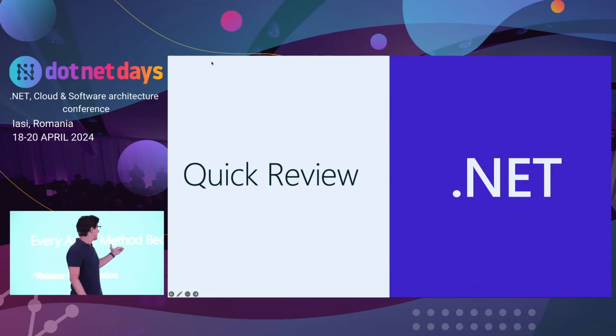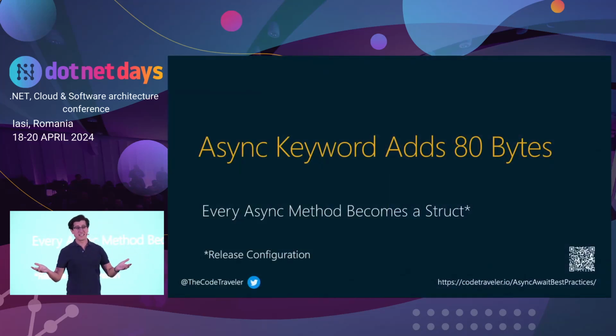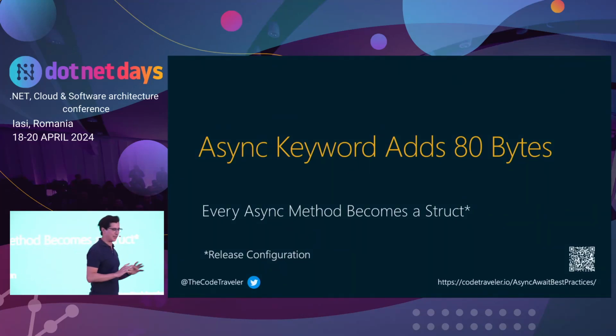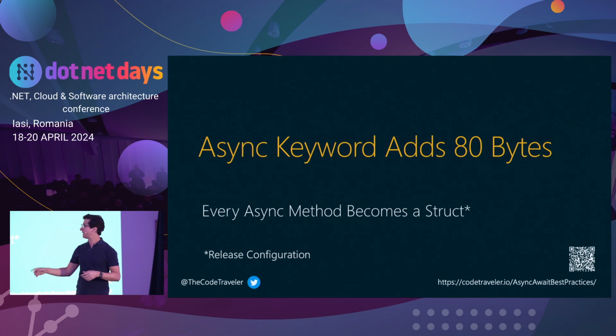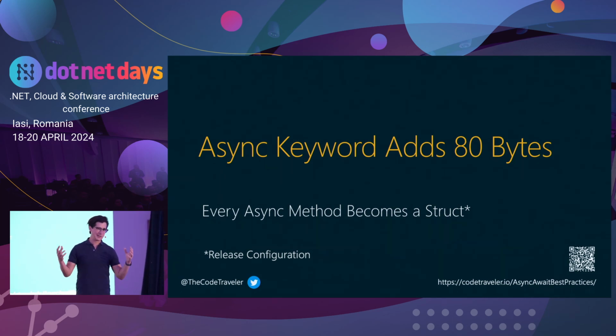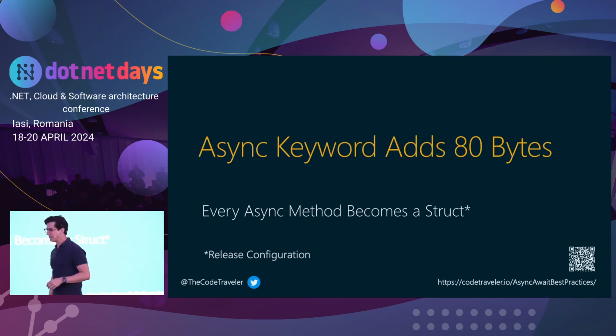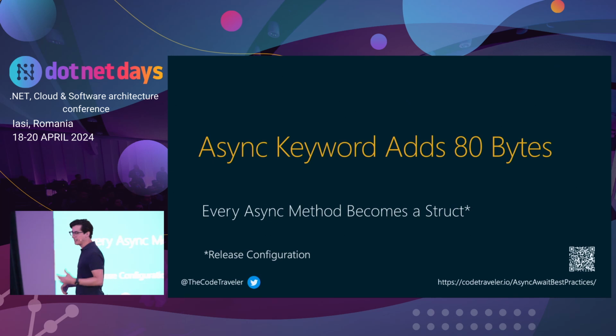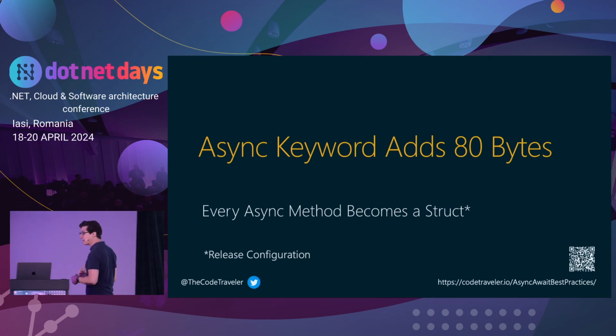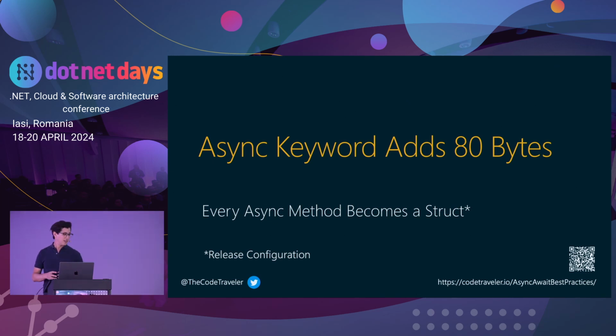OK, so quick review. The async keyword adds about 80 bytes. That's because every time we use the async keyword on a method, the compiler takes that and generates all that extra code we just saw, and turns it into a struct. Unless you're still in debug config, then it'll be a class. This is more of a fun fact than anything else, because we're talking about 80 bytes, not 80 megabytes, not 80 kilobytes. We're just increasing the file size of your DLL by 80 bytes every time.